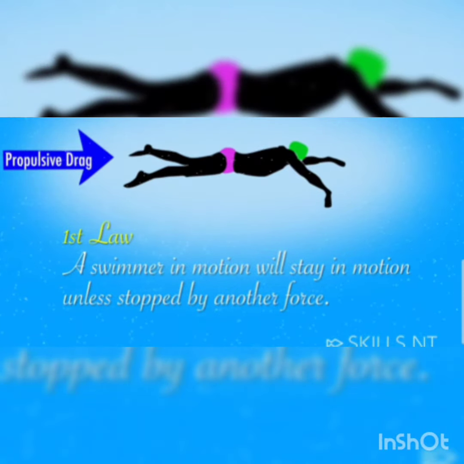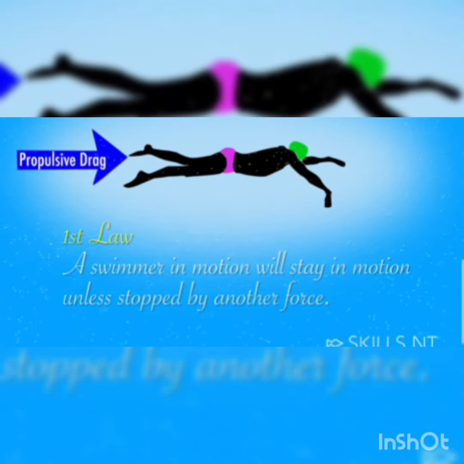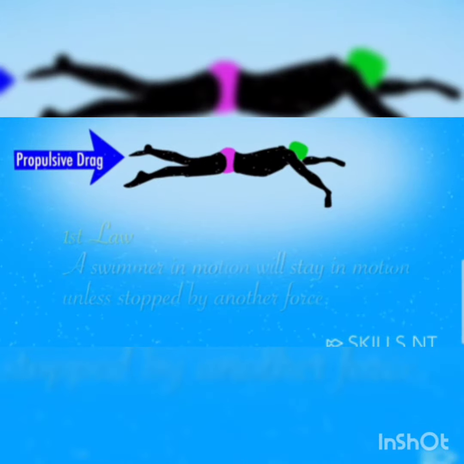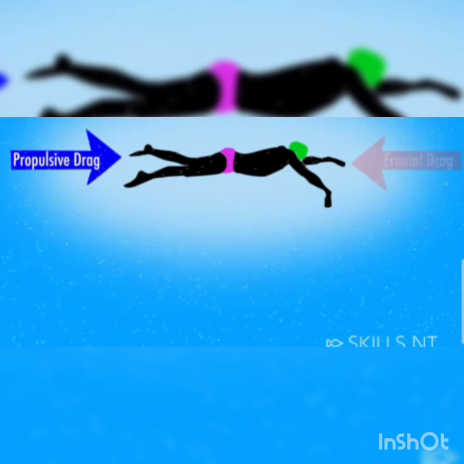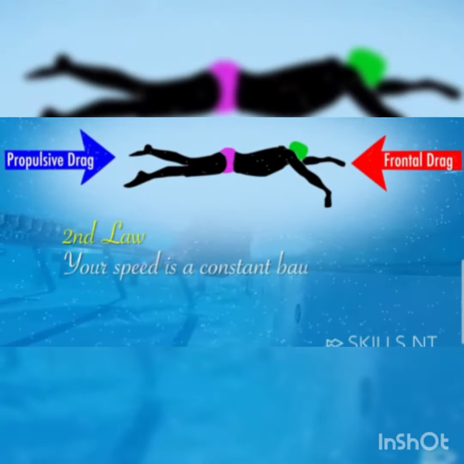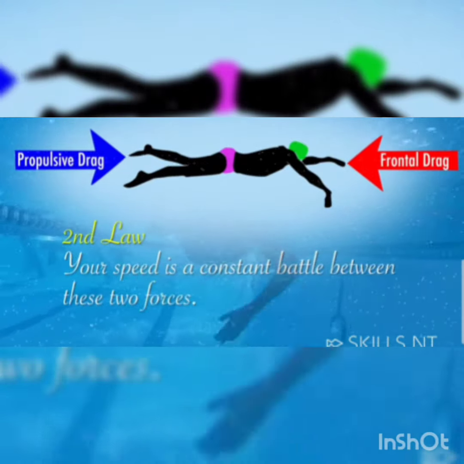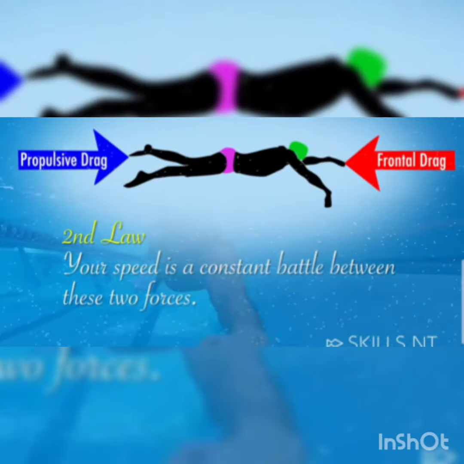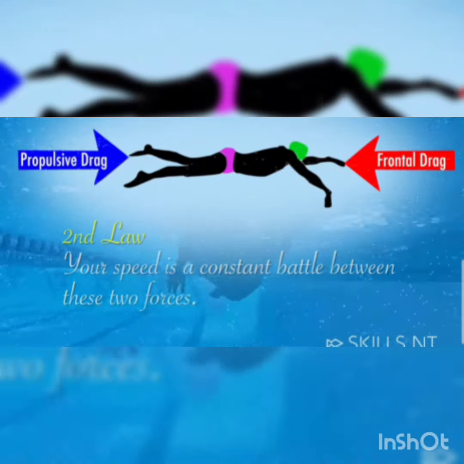Using the first law, a swimmer in motion will stay in motion unless stopped by another force. This force that stops the swimmer is known as the frontal drag. Now, using the second law, the swimmer's speed is a constant battle between the two forces called the propulsive drag and the frontal drag.